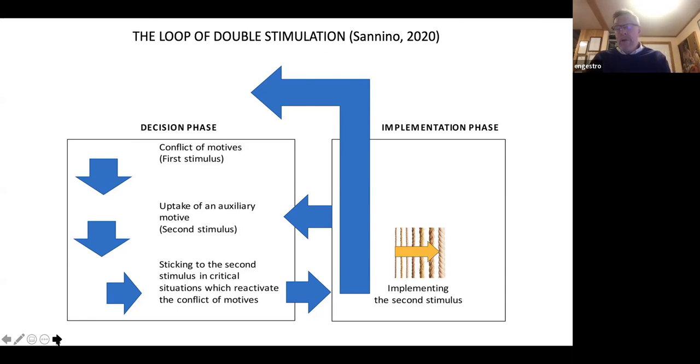This means that you are implementing the second stimulus. Vygotsky distinguishes between the decision phase and the implementation phase, or he calls them two apparatuses of will. And the implementation phase typically looks very automatic and smooth, but it's the decision phase which is troublesome. It may be that when the clock strikes two, you don't have the guts or the courage to actually leave. You have to set a new second stimulus to try again. But basically, you can think of this as a basic human mechanism.